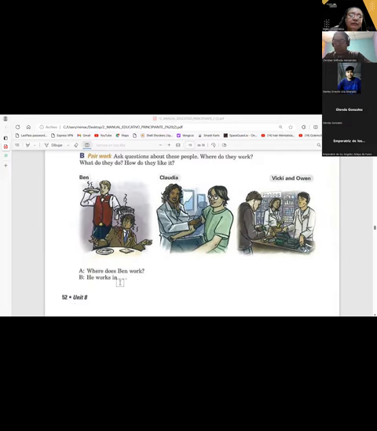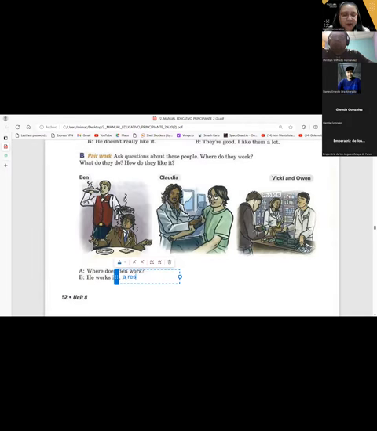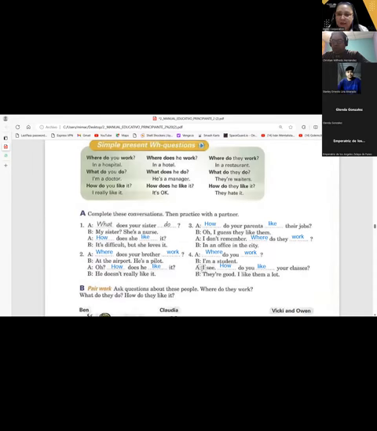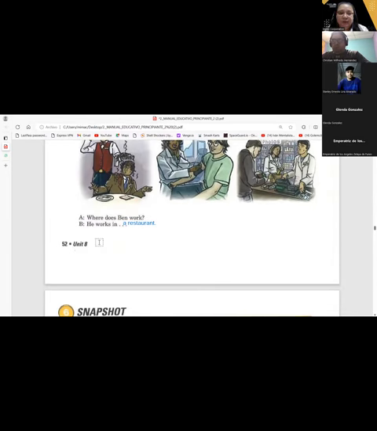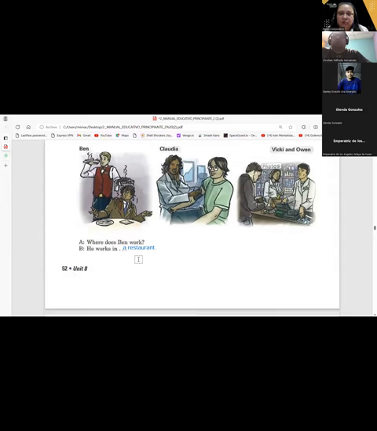Where do you think Ben works? He works in this case, in a restaurant. Okay, very well. So later you are going to ask, where does Claudia work? She works in blah, blah, blah. Where do Vicky and Owen work? They work in blah, blah, blah. And you analyze the picture and you say where they work, okay? And you practice these conversations. Is that okay? We are at page 52.